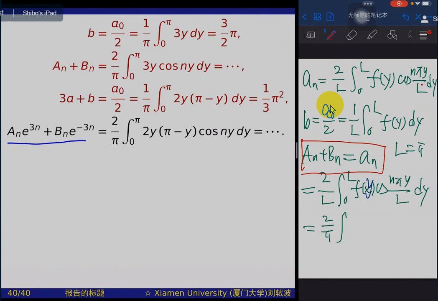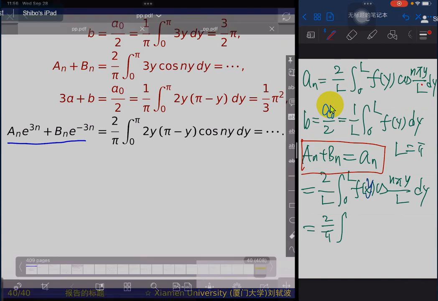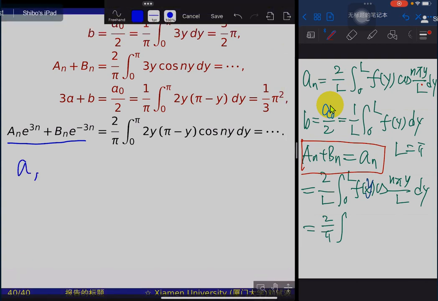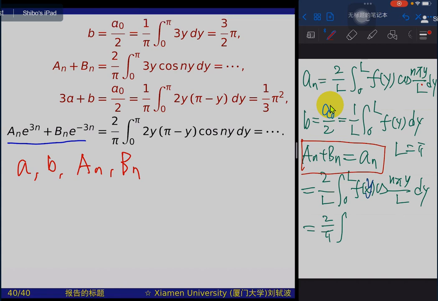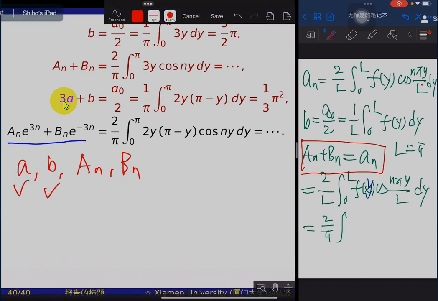So eventually, we need to determine the small a, small b, and the capital An and the capital Bn. This is what we need to find. But we have four equations. Of these four equations, b is already determined. We already know that b is 3 over 2 pi. So using this b from the third equation, 3a plus b equals a third of pi squared, we can determine a. So small a and small b you can determine.